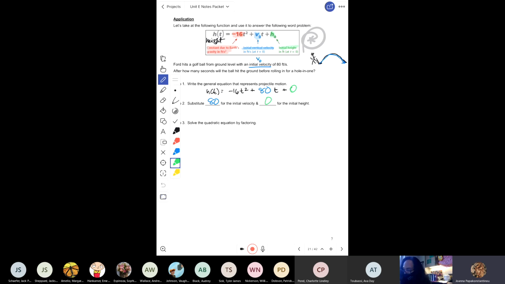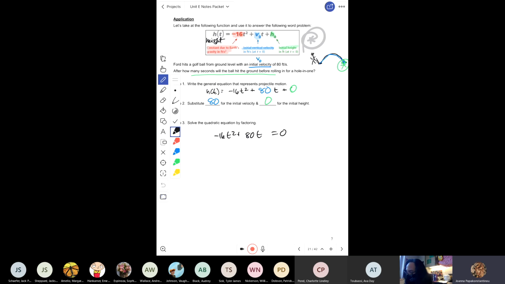Now, if it's asking after how many seconds will the ball hit the ground again, I'm looking for the other point, right? I'm looking for this, okay? The height at that point is also zero. So let's go ahead and solve the quadratic equation by factoring. Okay, so I take this equation. I don't need to see the zero, and I set it equal to zero.